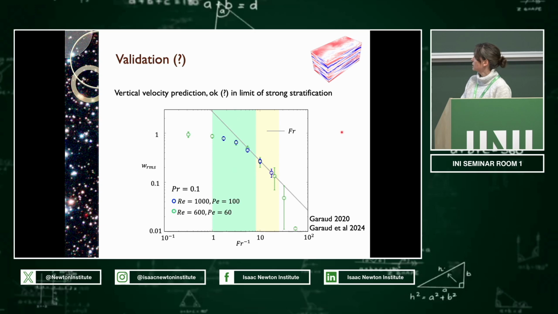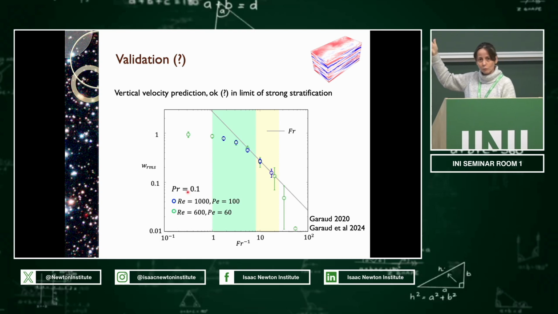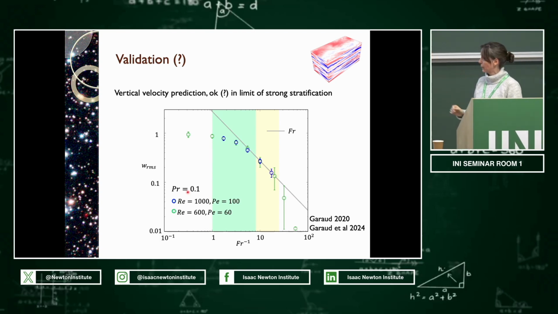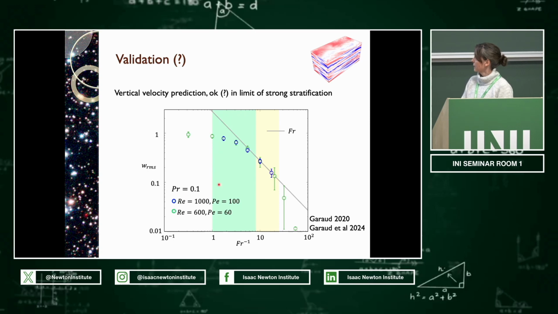These are now some simulations at Prandtl number 0.1. Incidentally, what I showed earlier doesn't really depend too much on the Prandtl number, it just depends on the Peclet number. So these are all high Peclet number simulations. Peclet is 100, Peclet is 60. So these are these simulations that I showed you earlier. We measured the RMS vertical velocity as a function of stratification. So stratification increases to the right. And so W RMS going like Froude is this gray line. So you can see that it seems to work pretty well as long as you're sufficiently strongly stratified. So this all looks really nice.